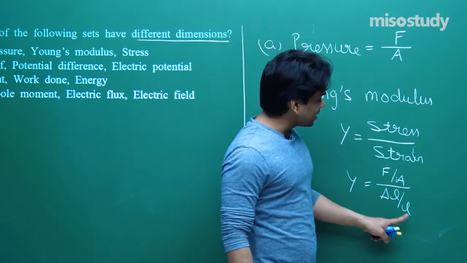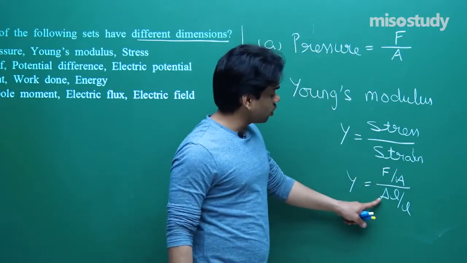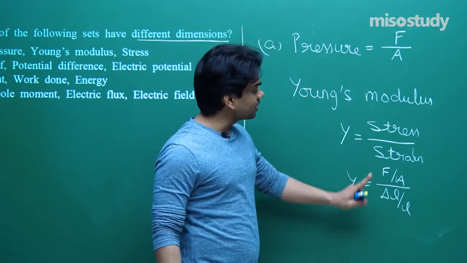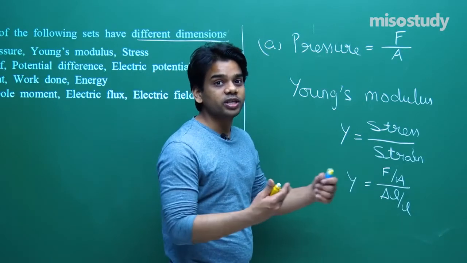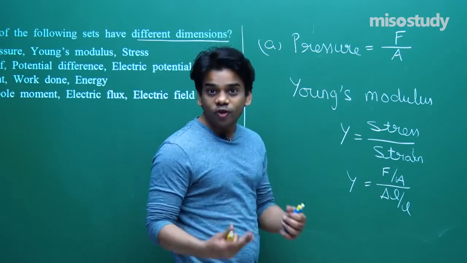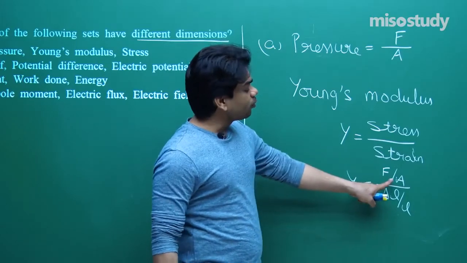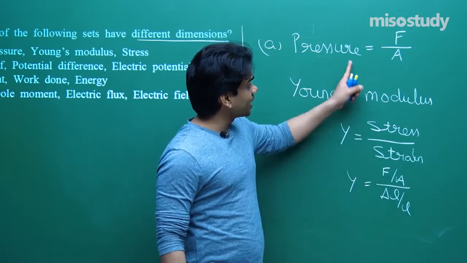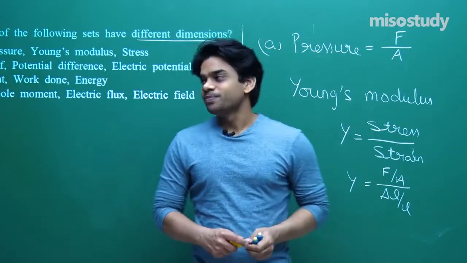Now clearly in the denominator it's a division of length and length, so there will be no unit in the denominator. The only thing that will be responsible to provide the dimensional formula to the Young's modulus will be force upon area. So here also the dimensional formula of pressure and Young's modulus will be same.